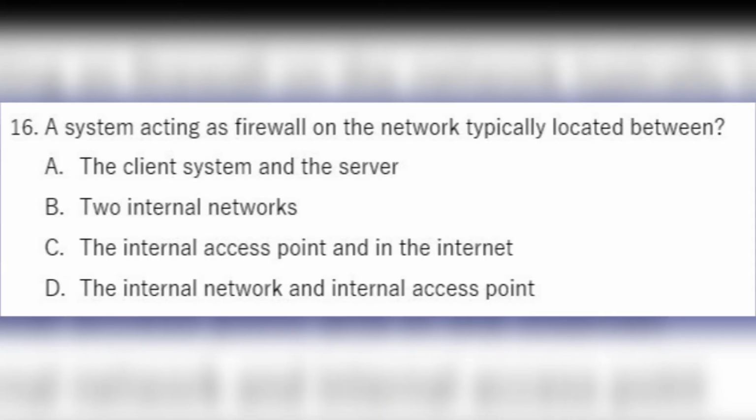Question number 16. A system acting as a firewall on the network is typically located between A. The client system and the server. B. Two internal networks. C. The internal access point and the internet. D. The internal network and internal access point. The correct answer for this question is choice D. The internal network and the internal access point.